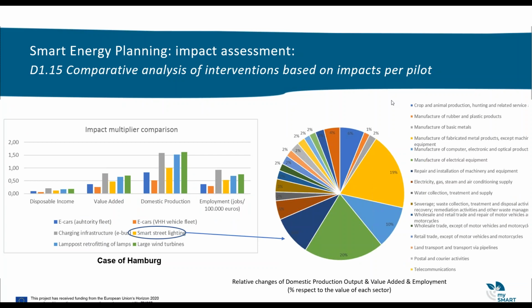Here I want to focus attention on the level of detail that can be obtained from the analysis. Each of those results or multipliers can be evaluated more in depth. And in the example of smart street lighting, you can see how these effects are distributed in the different sectors of the economic activity of the region. So here you can see that, for example, the manufacturing of fabricated metal equipment, manufacture of electrical equipment, and this type of sectors are the sectors that are more directly affected by this type of interventions in this case. But you can see also that due to the indirect or the induced effects, other sectors of the local economy are also affected, although at a bit lower level.